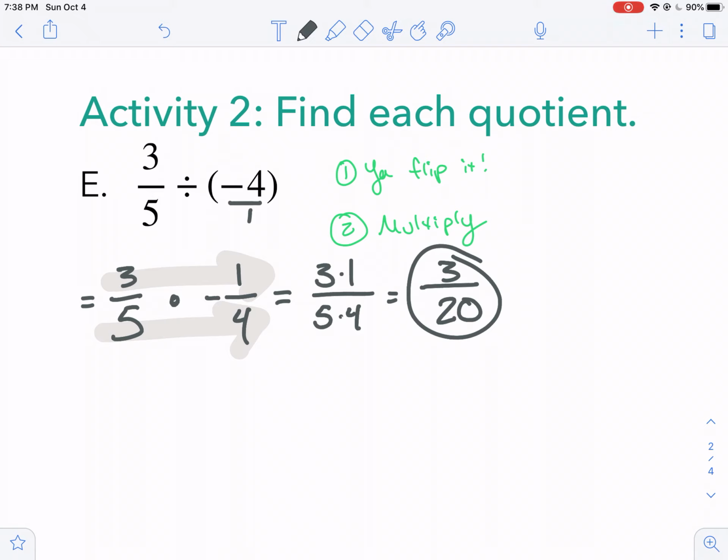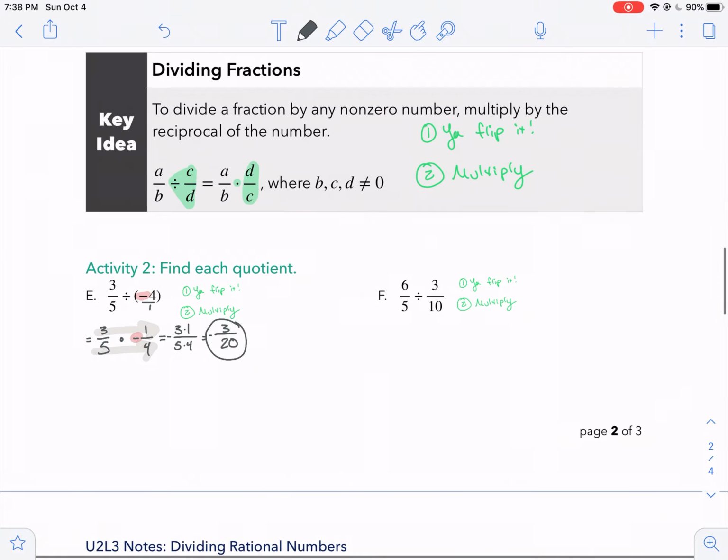All set. Oh, shoot. What did I do wrong? I made an error. I forgot the negative sign. Oh no, negative sign. So it's negative 3/20. Ta-da!